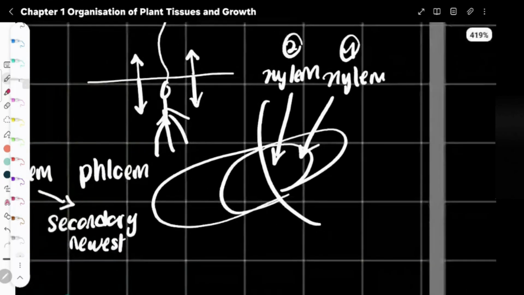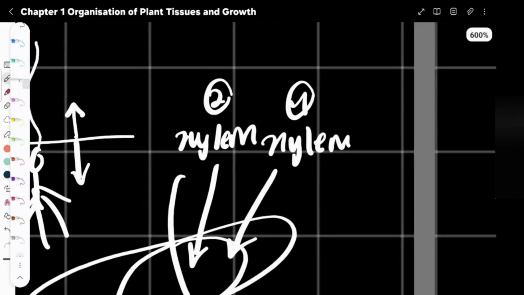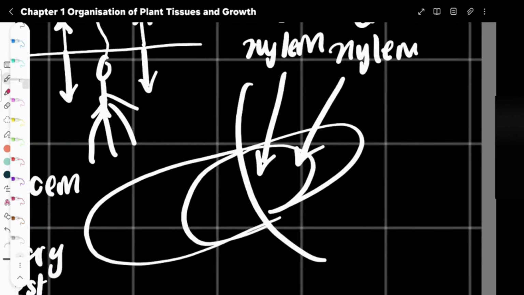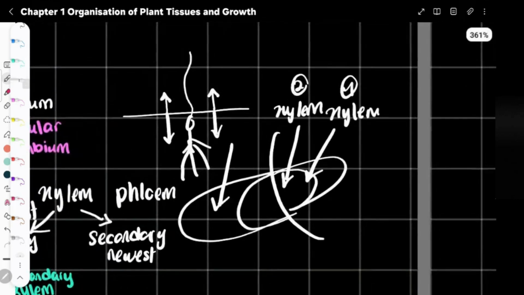And just remember the key point here that they like to ask. They ask you to label the diagram, and you have to label which one is the primary and which one is the secondary phloem or xylem. All you need to know is that this outer one is the primary.